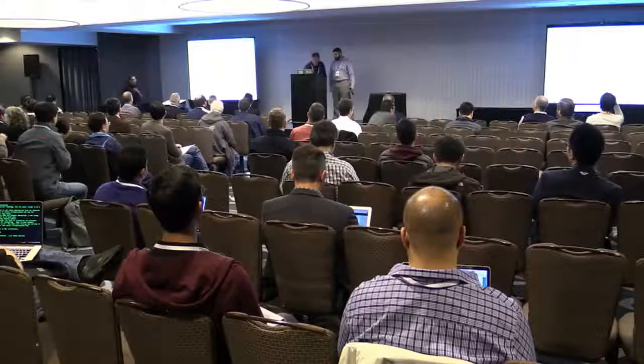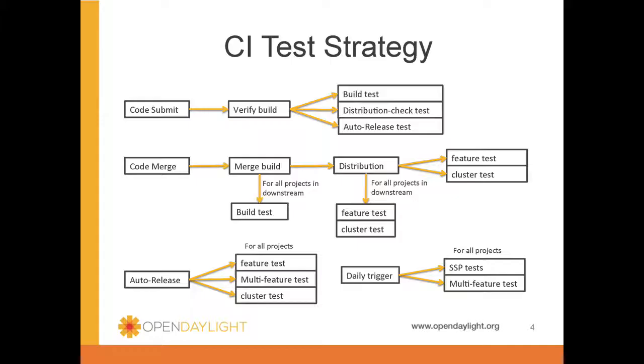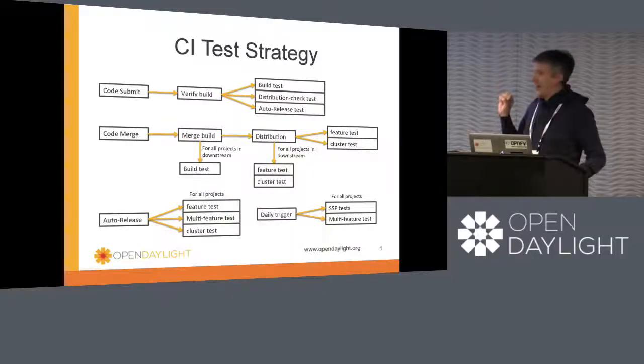Here is a little bit of how the strategy for the tests works in OpenDaylight. As you can see here, you have all kinds of triggers. We'll go very quickly. When you have a code submit, someone puts a new patch in the system, you have a verified build that runs all the build tests. After that, we do a distribution check, to make sure the distribution is not broken. And we do an autorelease test, to make sure the release is not broken either. All these things are happening in real time when you push a patch in the system.